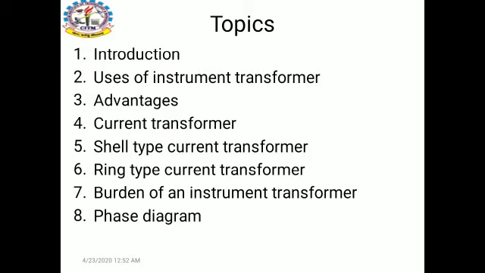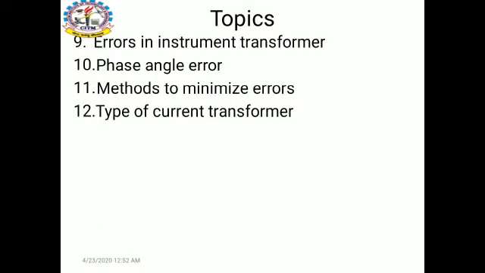Phasor diagram. Error in instrument transformer means what kind of error occurs in the instrument transformer, as well as in current and potential transformers: phase angle error and ratio error. Error implies how the ratio between primary and secondary current deviates from the ideal ratio. Then methods to minimize this kind of error, and types of current transformer.